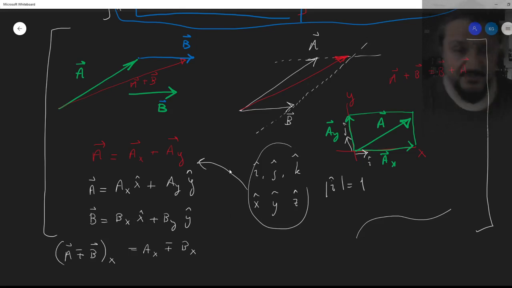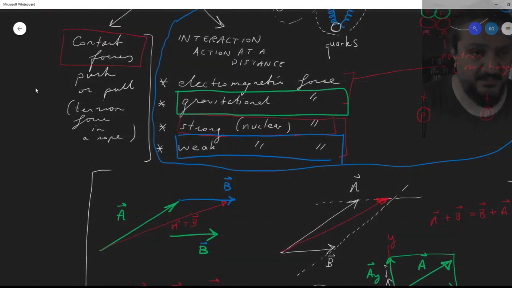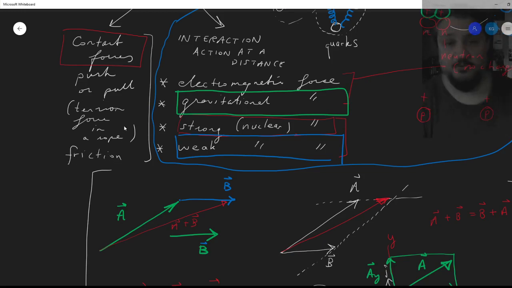Now, let's go back to contact forces, our main interest here, okay? Push or pull, or forces within cables, ropes, strings, chains. And actually, let's add one more item here. Let's talk about friction also.